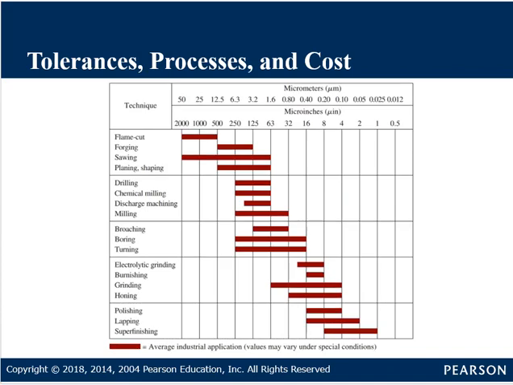This is the last slide of this lesson. Again, it's a lot of the same information, but presented differently. It's for metric parts. You have flame cut at the top, and that's really loose tolerances. By the time you get to polishing and lapping and super finishing, you have really tight tolerances. So that ends this lesson. There'll be one more to finish this presentation.